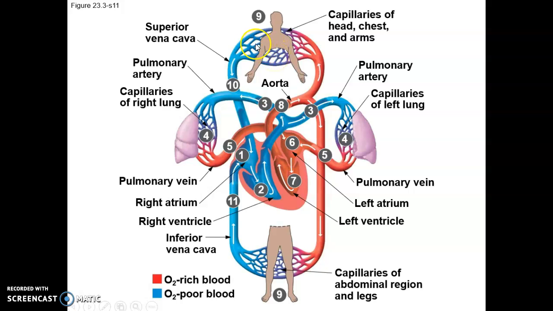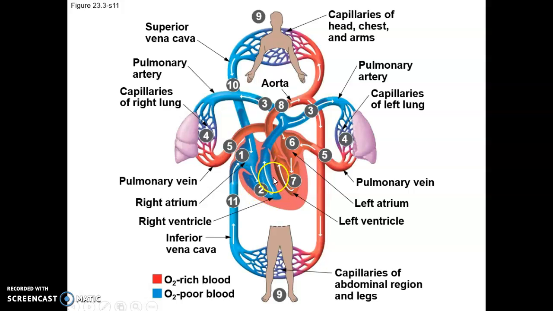And then leaving the systemic capillaries is oxygen poor blood or carbon dioxide rich blood through the larger vessels. Eventually all of the venules merge into veins, and all the veins merge into the 2 largest veins called the superior vena cava, number 10, and number 11, the inferior vena cava. Then finally, that oxygen poor blood enters into the right atrium, back to number 1, and back and forth.